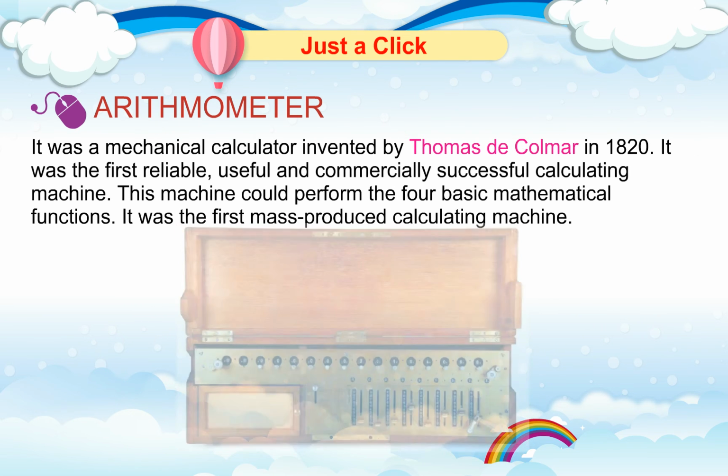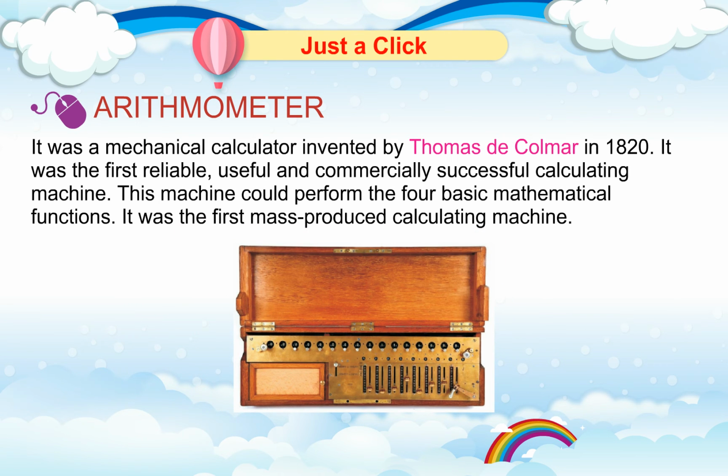Arithmometer. It was a mechanical calculator invented by Thomas de Colmar in 1820. It was the first reliable, useful, and commercially successful calculating machine. This machine could perform the 4 basic mathematical functions. It was the first mass-produced calculating machine.